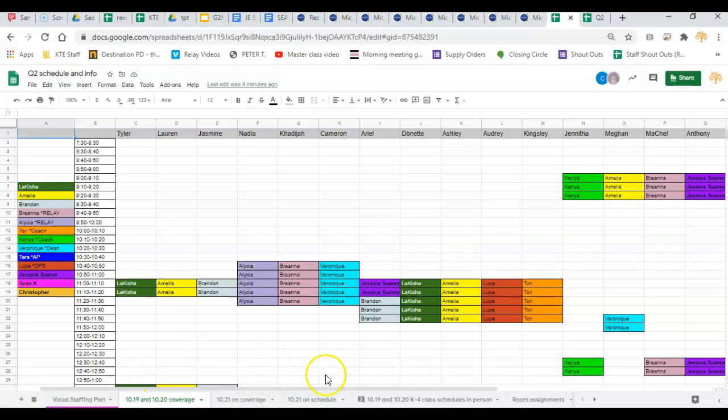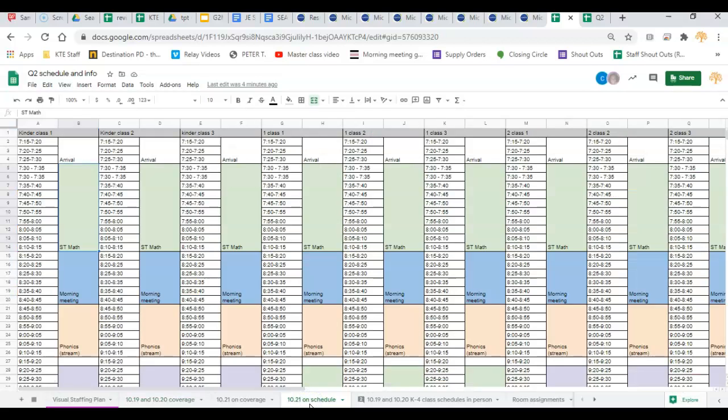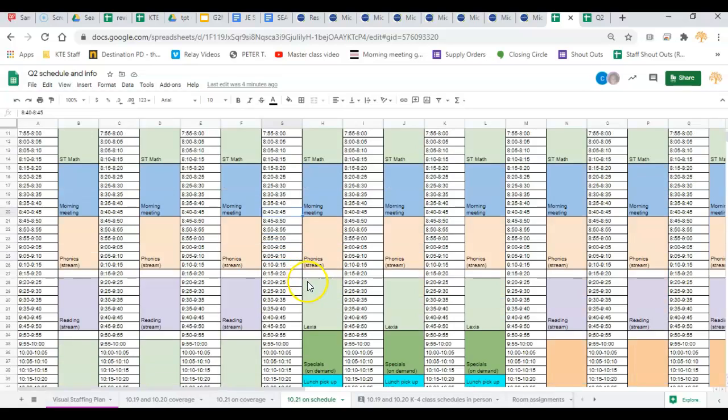To find that schedule, you would go to the 1021 on schedule, meaning from 1021 through the end of second quarter, this is the schedule we'll run. If I walk through Miss Gaines' class, which is 1-1, it looks like the day is much longer. One thing to note is these are no longer 10-minute increments, they're 5-minute increments. So it looks like you're spending half your day on ST Math. In fact, it's basically from 7:30 to 8:15, and then we'll transition to morning meeting from 8:15 until 8:45.